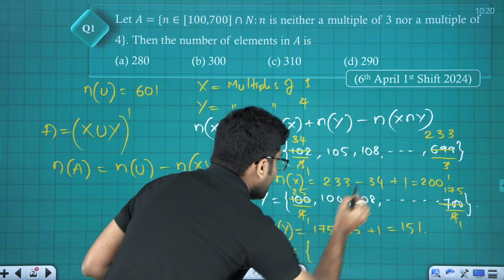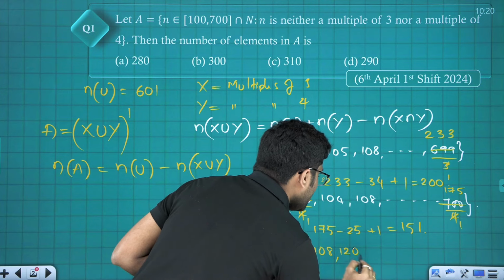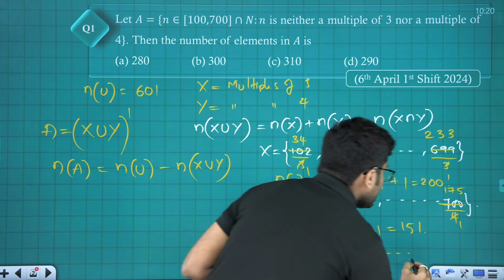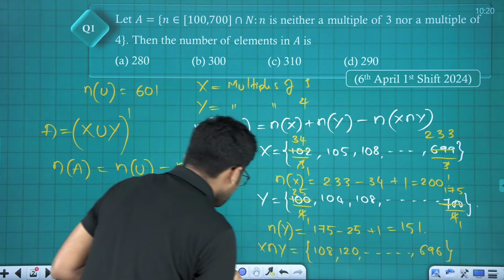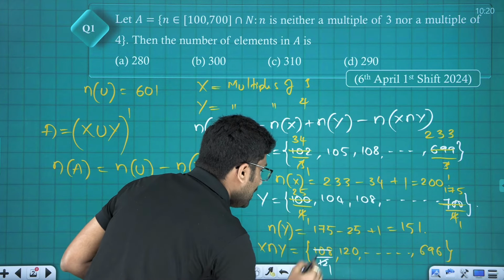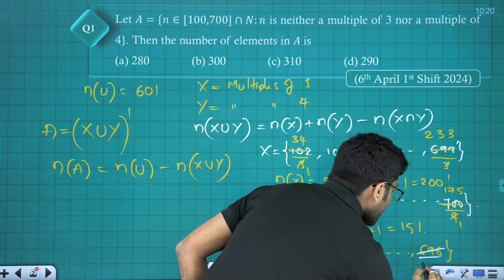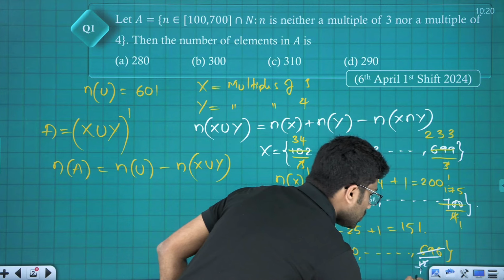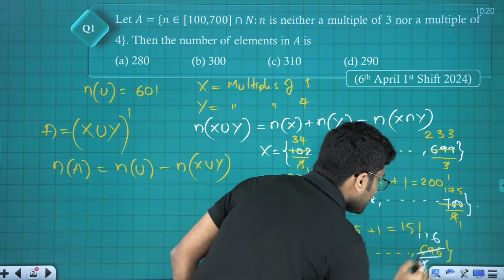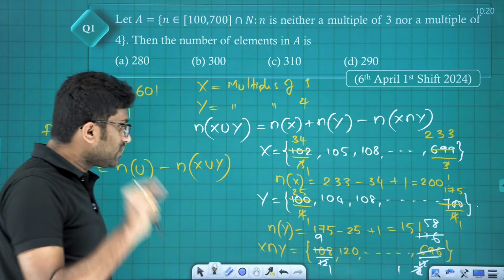So multiples of 12 start at 108. Next, plus 12, that is 120, and so on. The last multiple of 12 is 696. Now divide this also by 12 to get the number of elements. So 12 ones are 12, 12 nines are 108. Now divide 696 by 12. How much do you get? 6 twos are 12. 6 ones are 6. 6 ones are 6 again. 6 sixes are 36. Again, 2 fives are 10. 2 eights are 16. So we have got 58.